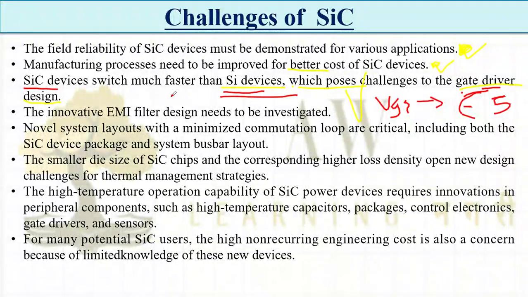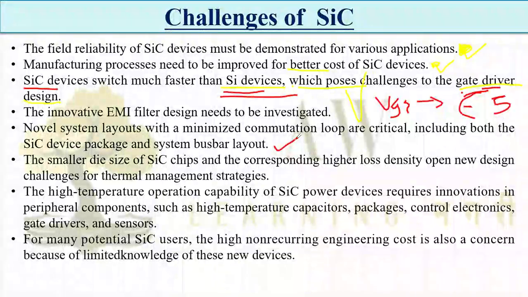Then fourth one is the novel system layout with minimized commutation loop criteria, including both the silicon carbide device package and system busbar layout. What I wanted to tell you from this is the parasitic effect. We have the process for designing the layout, designing the PCB, mostly for silicon based devices, and because of this we have to look for some alternative. Now we are using wide bandgap devices, so the same process we cannot directly implement, we have to look for something else.